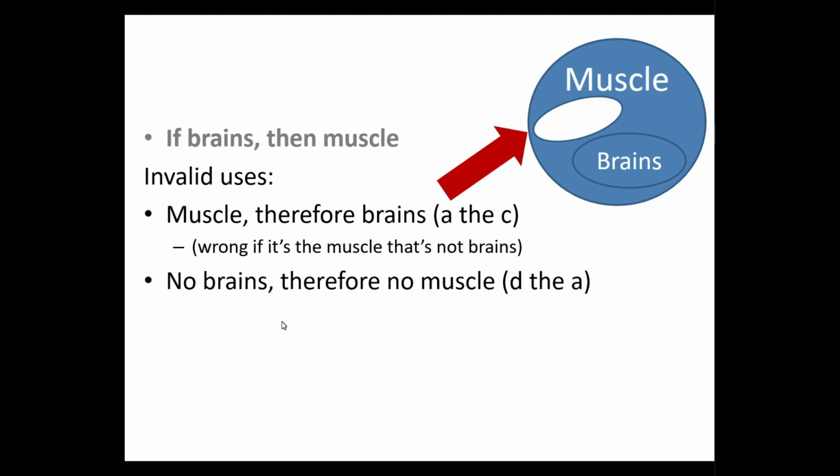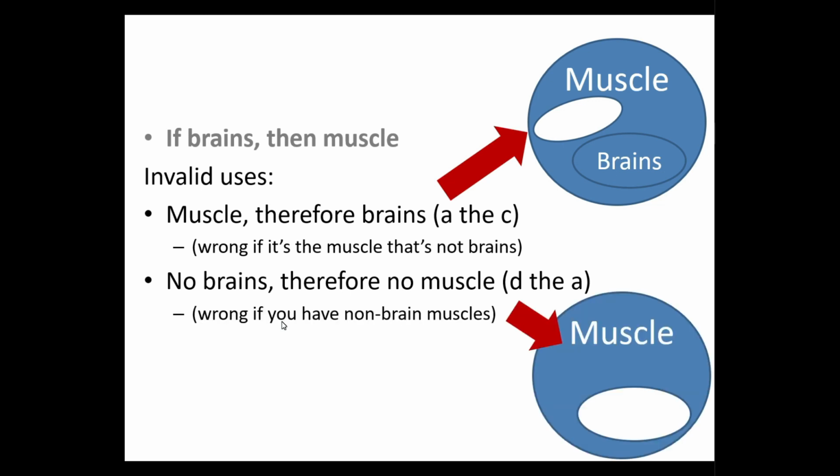The other incorrect inference that Thor could make is no brains, therefore no muscle. So he could deny the antecedent. What would happen if you took out all the brains? Well, it looks like there'd still be a lot of muscle left. So saying no to the if part and then no to the then part would in this case be wrong because not all muscle equals brains.